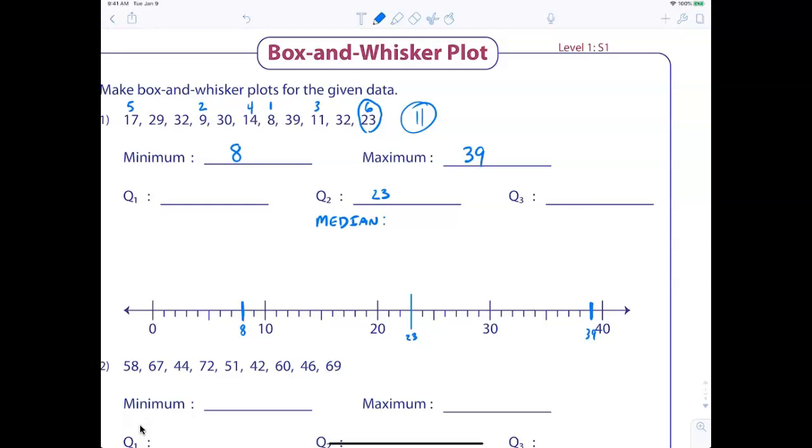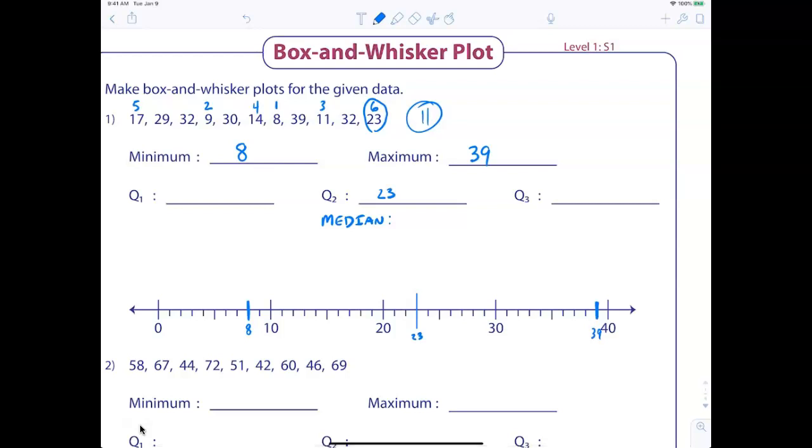All right. So because 23 is the median, how many numbers are in front of 23? Five, right? Then how many numbers are after 23? Five, because it's right in the middle. Does everybody agree with that? All right. So now we are going to find the median of the first half of the data, and we're going to find the median of the what? Second half. Now, what do you think that does?